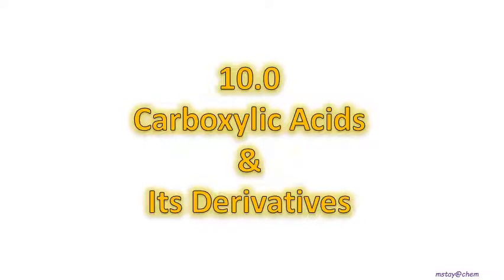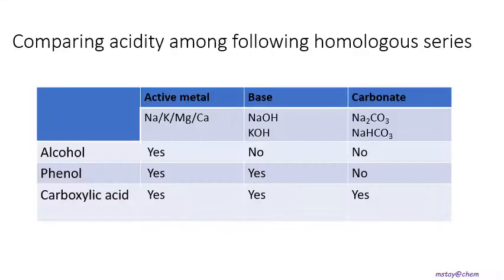In this video, we're still under the topic carboxylic acid and its derivative. However, in this video, we only focus on acidity. Before we go into details, let's look at this table. Basically, this table allows us to compare the acidity among the homologous series of alcohol, phenol, and carboxylic acid.